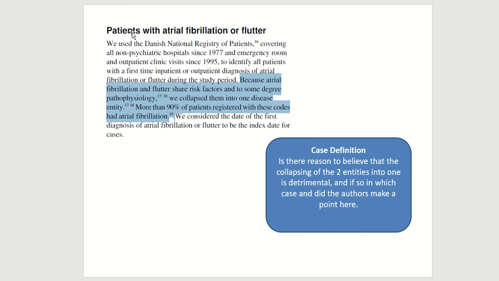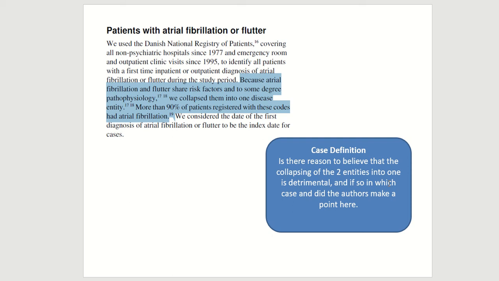So somewhere in the article, in a section that is titled Patient with AFib or Flutter. And as you're reading, you reach a point that says, because AFib and flutter share risk factors and to some degree pathophysiology, we collapse them into one disease entity. More than 90% of patients registered with these codes had AFib. So, case definition. Is there reason to believe that the collapsing of the two entities into one is detrimental? And if so, in which case? And did the author make a point here?